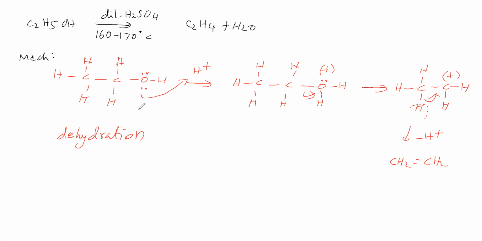How will the water be removed? The carbon carrying the OH group is removed, and the neighboring carbon is called the beta carbon. This carbon is the alpha carbon because it is directly attached to the functional group. This carbon is the beta carbon. From the beta carbon, the beta hydrogen is removed, and from the alpha carbon the OH group is removed as water. This process is called dehydration. In dehydration, next reaction we will see.